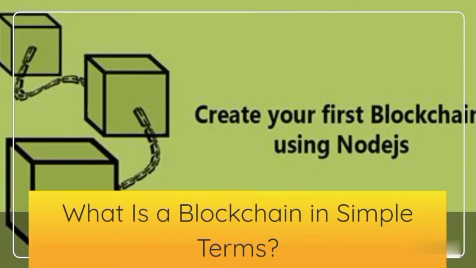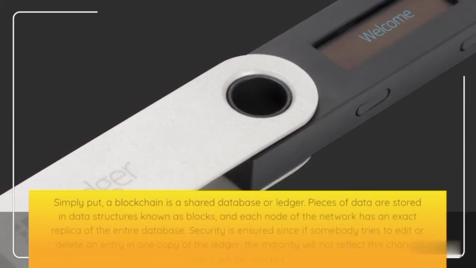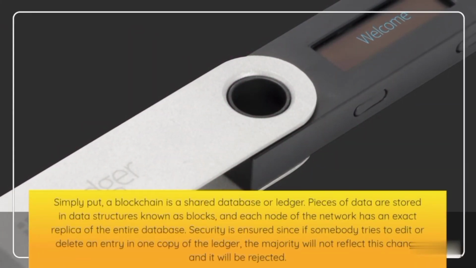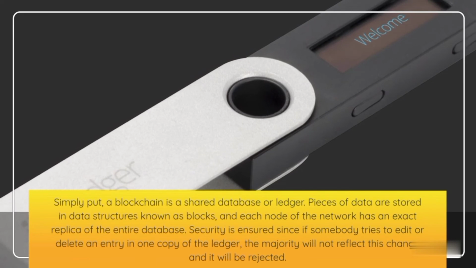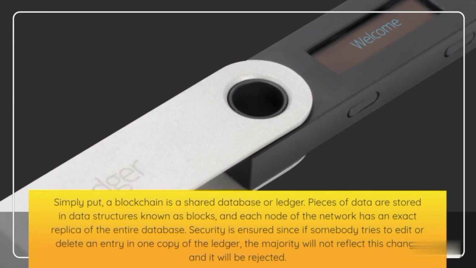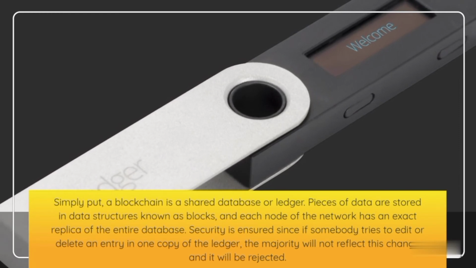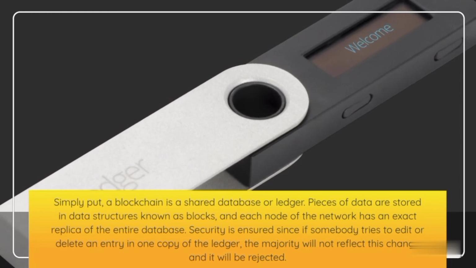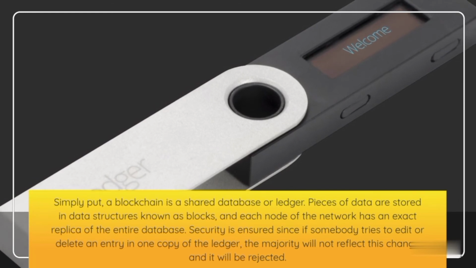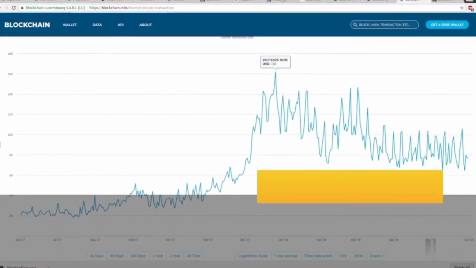What is a blockchain in simple terms? Simply put, a blockchain is a shared database or ledger. Pieces of data are stored in data structures known as blocks, and each node of the network has an exact replica of the entire database. Security is ensured since if somebody tries to edit or delete an entry in one copy of the ledger, the majority will not reflect this change and it will be rejected.